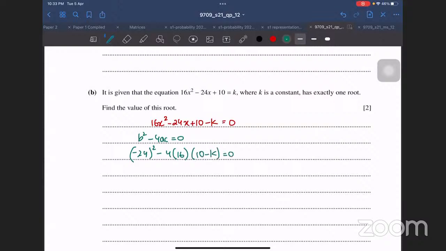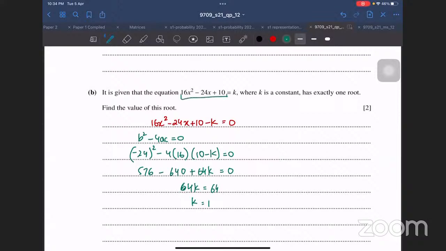So I get 24 squared is 576. 4 into 16 is 64. So 640 plus 64k equals 0. 64k equals... k equals 1. So I am now looking for the value of this root.